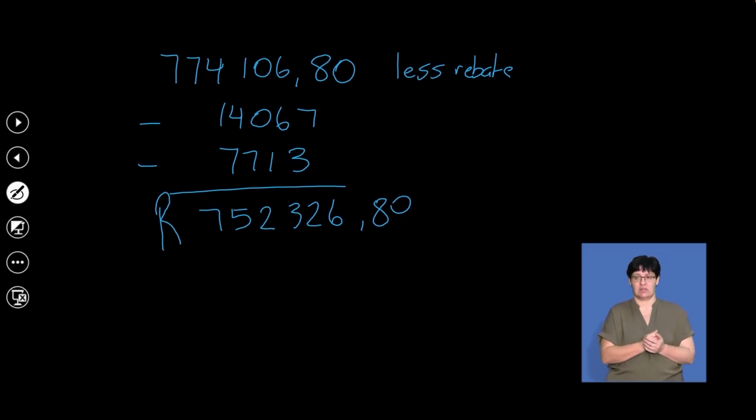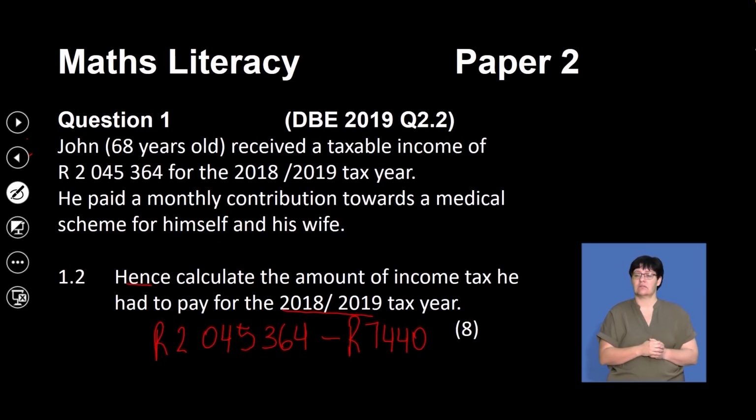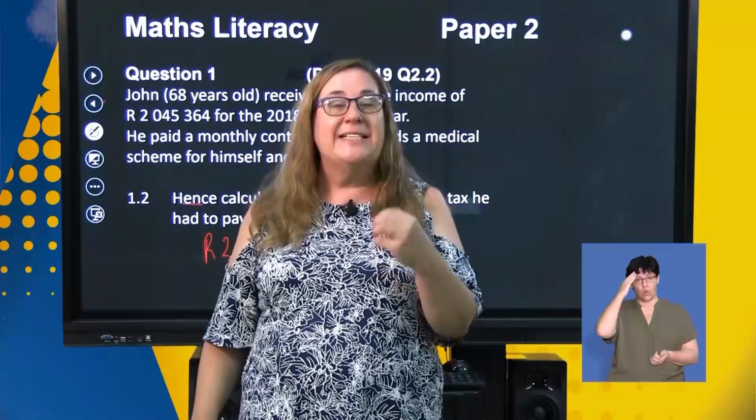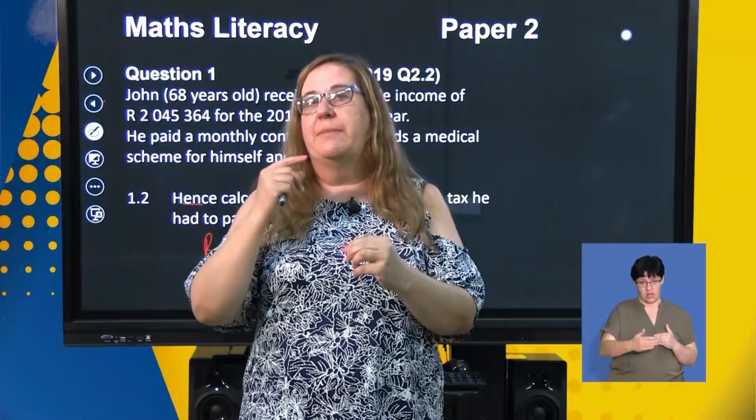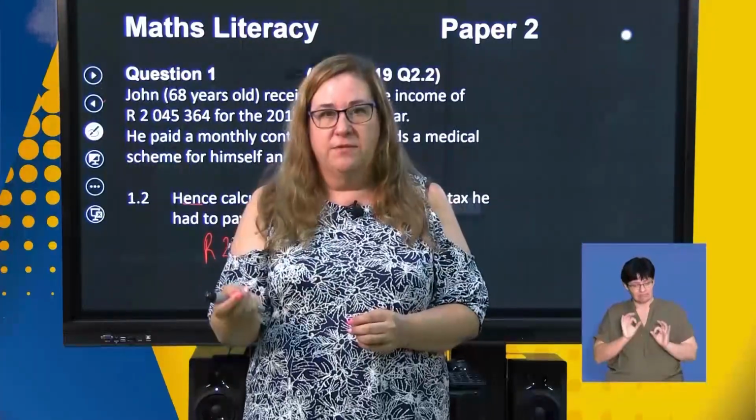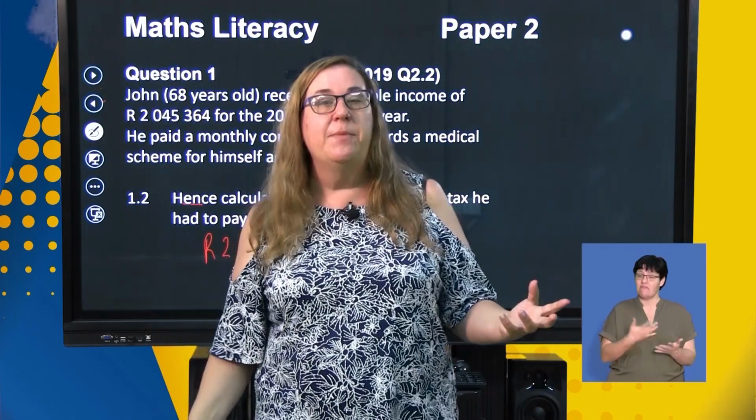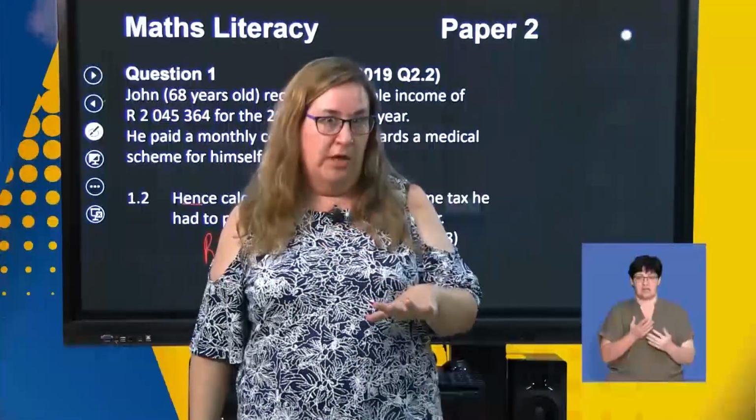Now I want to go back and quickly check the question. The question actually said, hence calculate the amount of income tax he has to pay for the whole tax year. So the reason I went back to check that is I want to know if they wanted to know how much tax he pays per month, or have they asked me per year. So it's important to double check the question and make sure that you're actually answering exactly what they've asked for. So they want it per year, so I can leave it like that. If they wanted it per month, then I would just take my answer and divide it by 12.